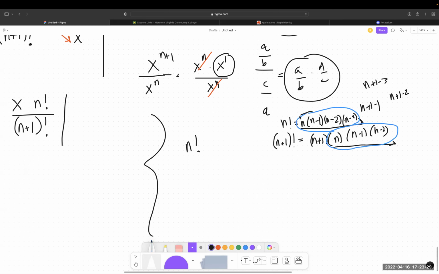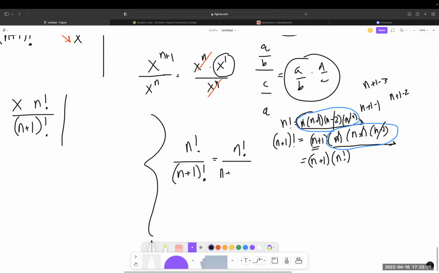So if all of this is n factorial, I can just say this is n plus 1 times n factorial, right? Or I could see that these will cancel out. Everything will cancel out, even the n's will cancel out, and I'll just be left with an n plus 1 in the bottom if I were to divide both of these, right? So if I had this like that, I could say that, n factorial, okay.